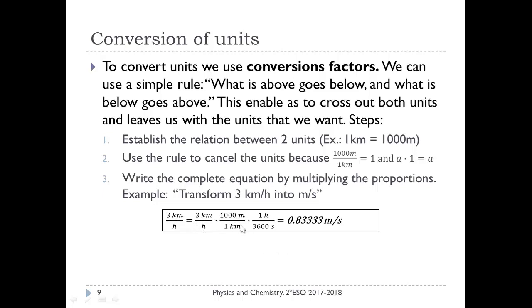Once you have them written, you have to establish the proportions, which are 1 kilometer equals 1,000 meters, so you write it there. And 1 hour equals 3,600 seconds, and you write it there. And you just simply operate this, and that would leave you with the final result. So as you can see, the units have been cancelled, and the result is in meters per second.